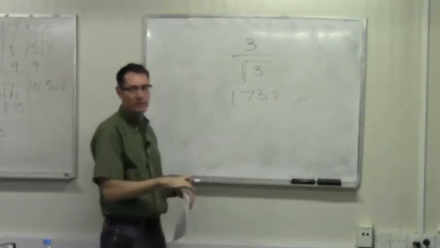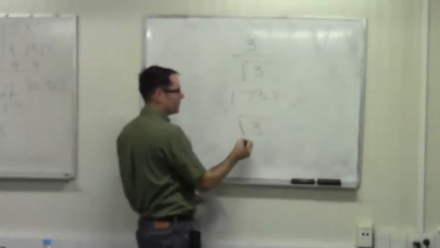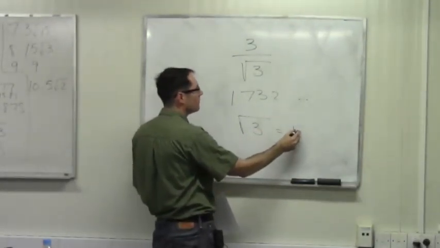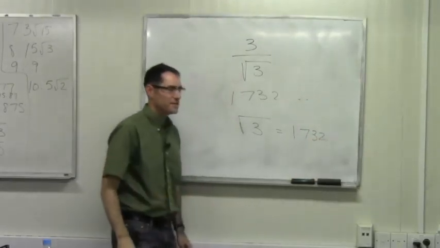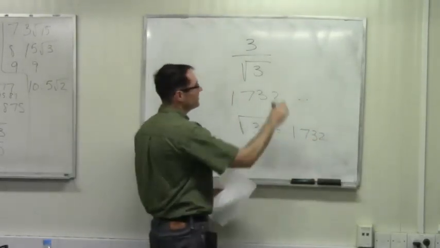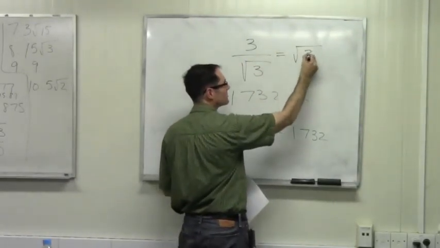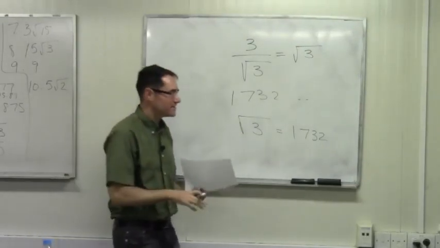1.732... some long number. Okay. Do just the square root of 3 for me. Isn't it the same number? Interesting. 3 divided by the square root of 3 actually equals the square root of 3. Oh, that's an interesting one.